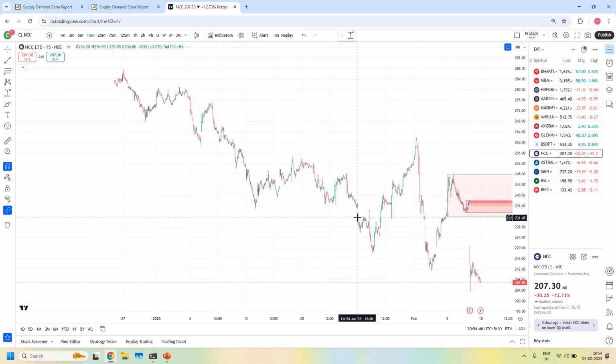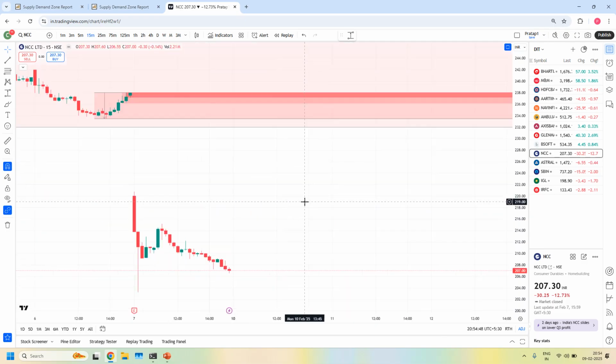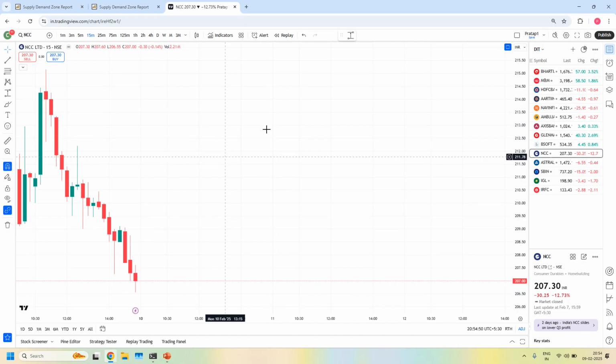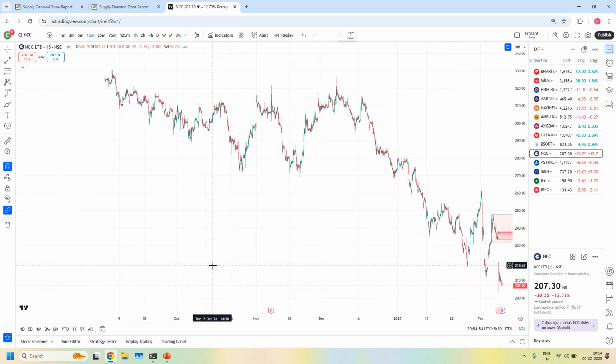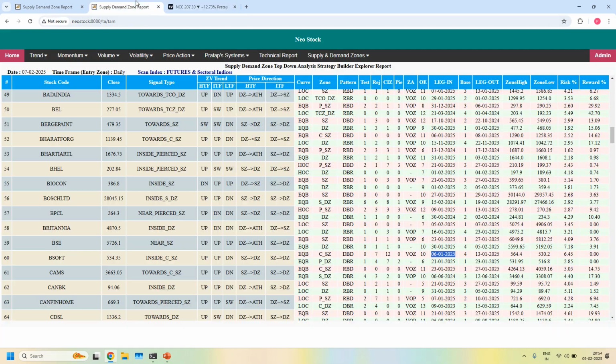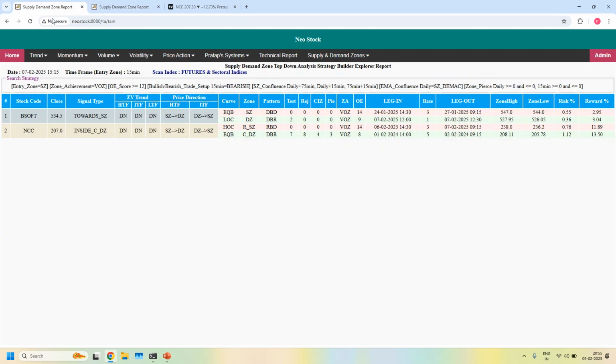So far, is any demand zone there currently? We don't have any demand zone now here. Maybe previously some demand zones might have been here. You have here 1 to 14 hours, 5 base candles.